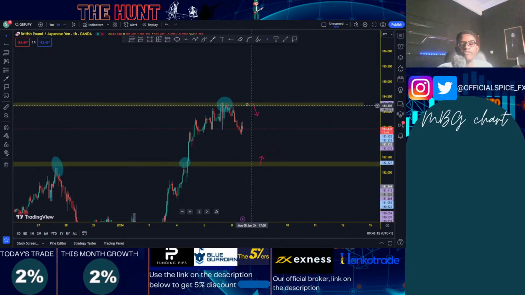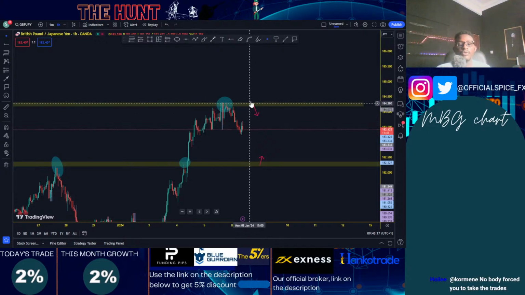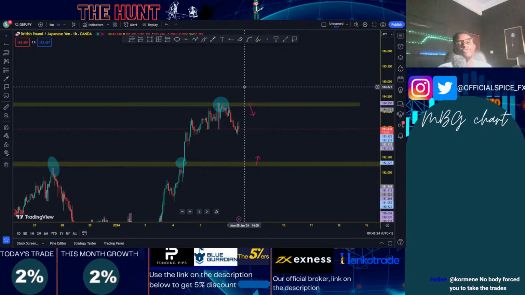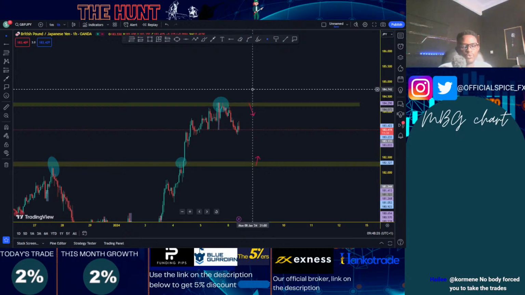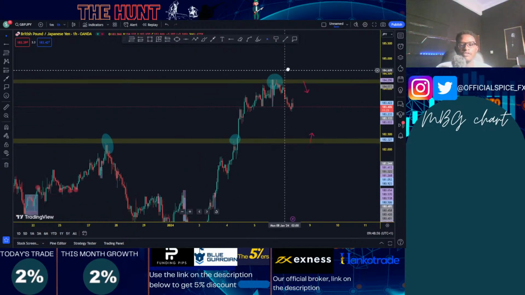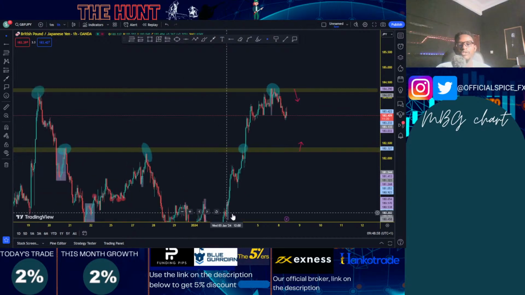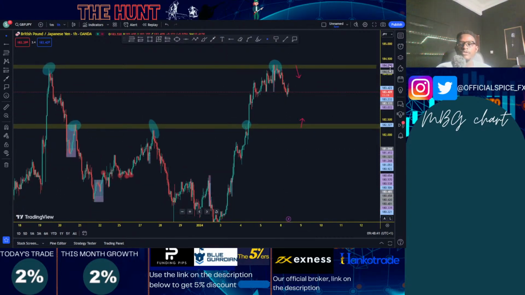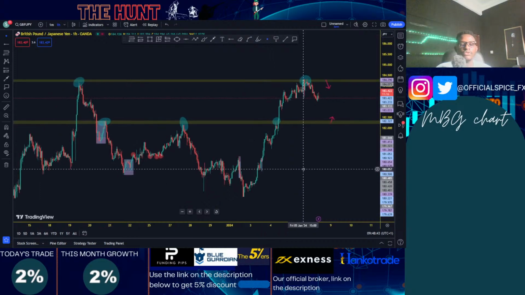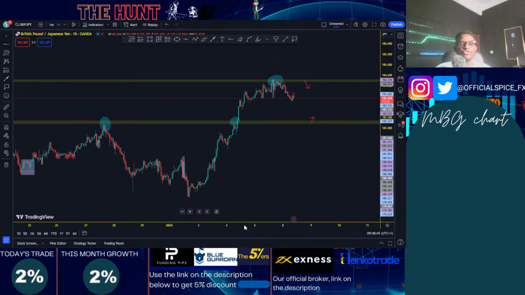If we can have a change of character or a change of structure, whatever you call it, at this key level, definitely the change of structure might hold. The structure might change for a little bit before the price continues to wherever it wants to go. So that's just how I trade it and how I approach the market. That's what we are doing on GBP/JPY for today.